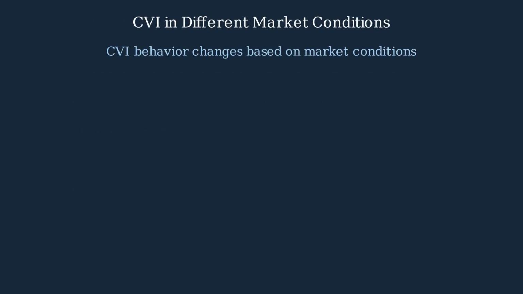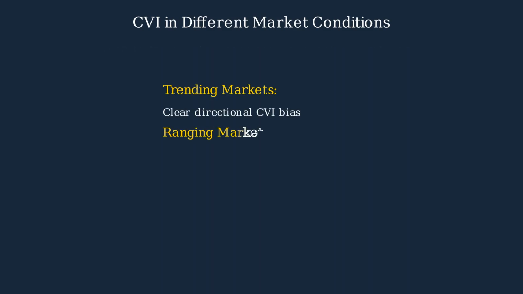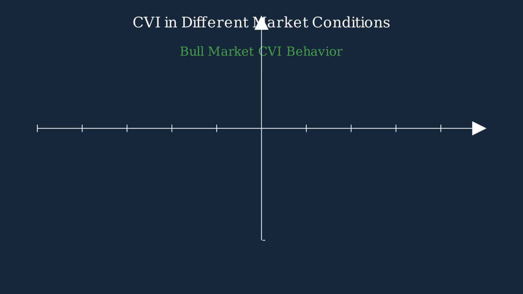CVI behavior changes significantly across different market conditions. We distinguish between trending markets, where CVI shows a clear directional bias, and ranging markets, where CVI tends to oscillate without clear direction. In a bull market, CVI typically shows a strong upward trend. As prices increase, CVI grows steadily.